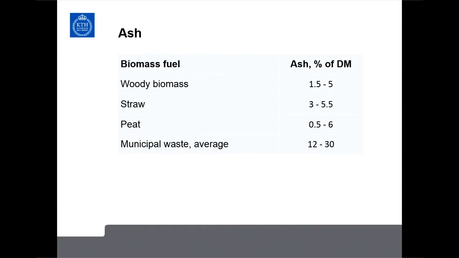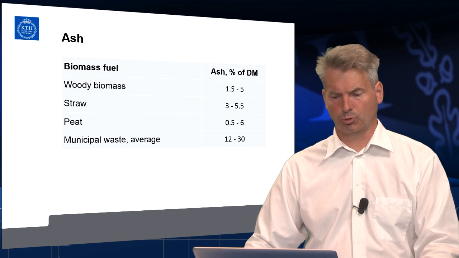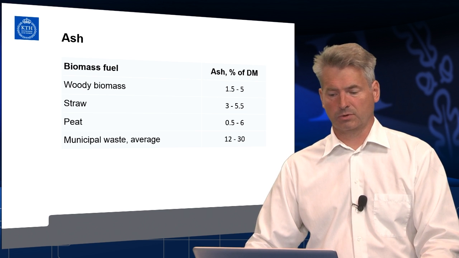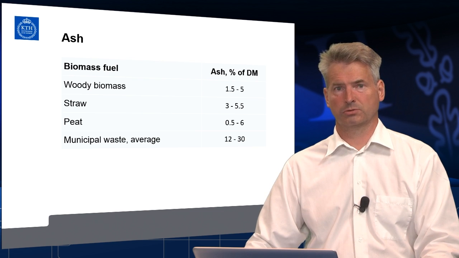On this slide you see different percentages of ash in different biomass assortments. In woody biomass it's quite low, between 1.5 up to 5% of dry matter, which DM means here. Straw has a little bit higher concentration of ash, as I mentioned. Peat is in the same range, 0.5 up to 6%. While waste can have higher concentrations of ash, depending on which kind of waste we are considering.